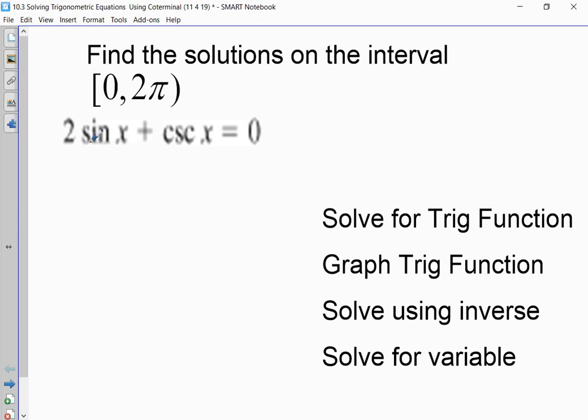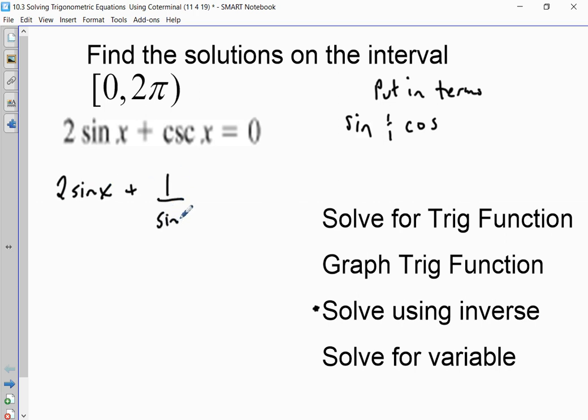So from here, we have 2 sine of x plus cosecant of x. Now, generally, whenever we have problems like this, we want to get into terms of sine and cosine. So the first thing is put in terms of sine and cosine, if possible, because we cannot solve anything with trigonometric functions of cosecant. So we're going to write 2 sine of x plus cosecant, which is 1 over sine of x.